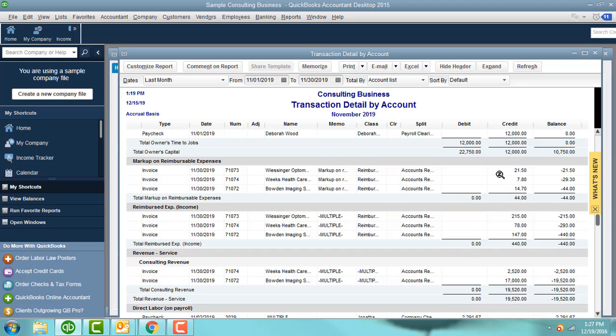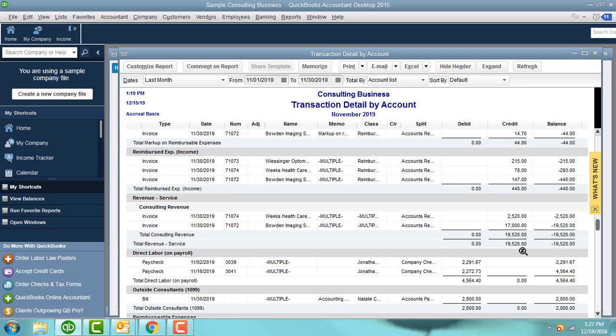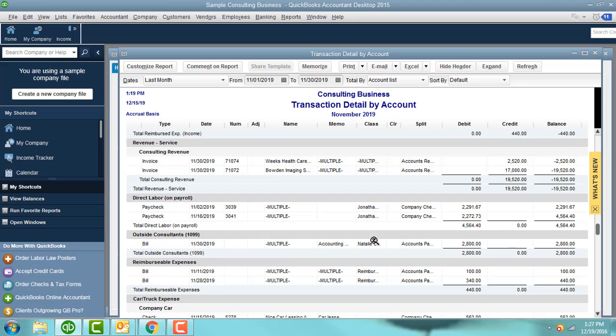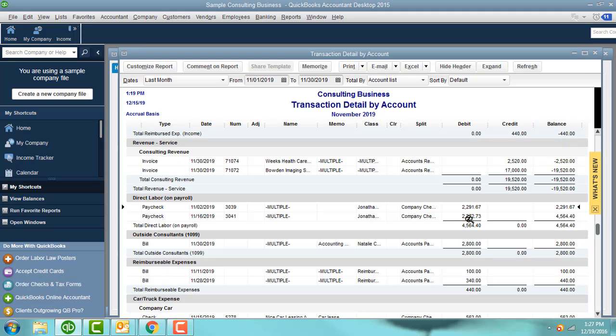And now we've got the revenue side. So it looks like you invoiced for some reimbursed expenses, and then here's your actual consulting income. And then here's your direct labor. As you can see, these are paychecks from, it looks like, Jonathan. So you see that's how much Jonathan took. That's his net pay, but the actual amount was $2,500. So when you click over here, it's 22.